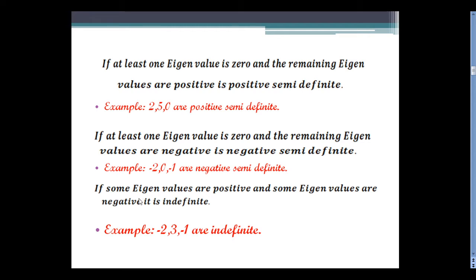The last condition varies from the first four conditions. If some eigenvalues are positive and some eigenvalues are negative, the nature is indefinite. For example, minus 2, 3, minus 1: two negative values and one positive value, which is indefinite. You can take another example, minus 2, 3 and 0. One negative value, one positive value. Even if you are getting 0, that one is also indefinite.